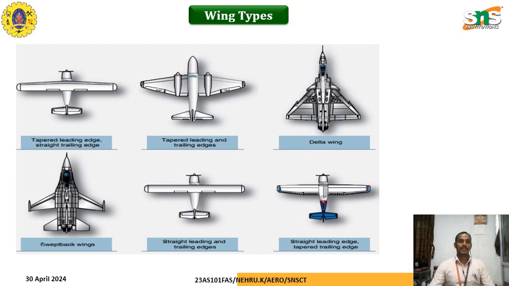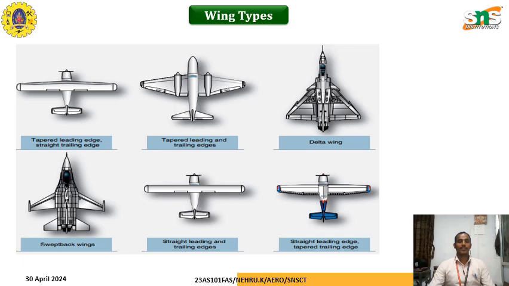And the different types of wings are based on the design: the tapered leading edge with straight trailing edge wing, tapered leading and trailing edge wing, delta wing, swept back wing, straight leading and trailing edge wing, and straight leading edge with tapered trailing edge wing.